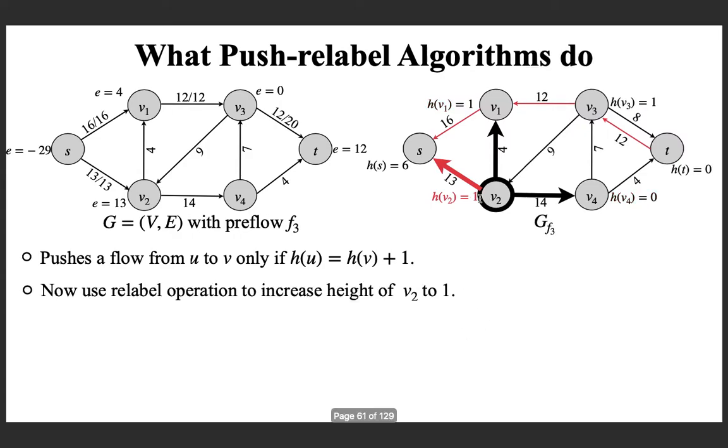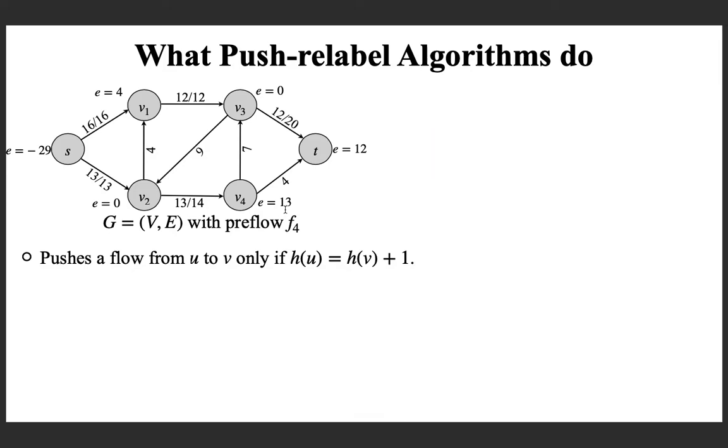So just increase it. Now you can see that only one push operation is enabled, which is along this, because the height of V2 is 1 more than the height of V4. So the excess flow, which is 13, can be completely discharged through this conduit. So you will get a new flow F4 where you are discharging the excess flow at this vertex. Now V4 will get an excess flow of 13. So you are getting the preflow F4.